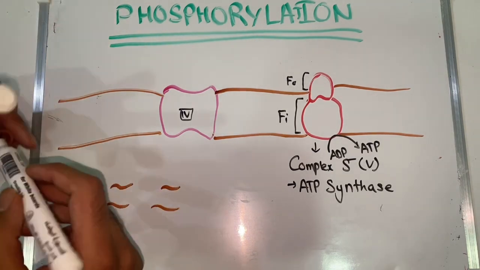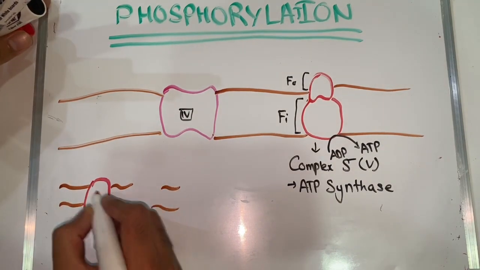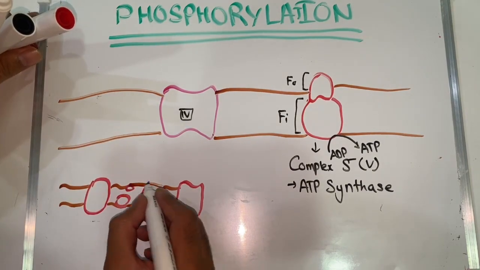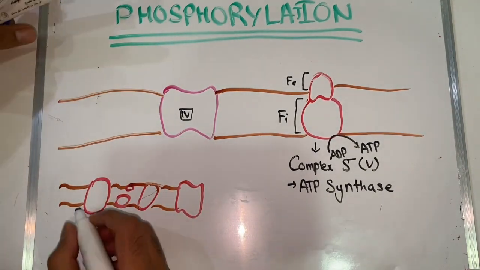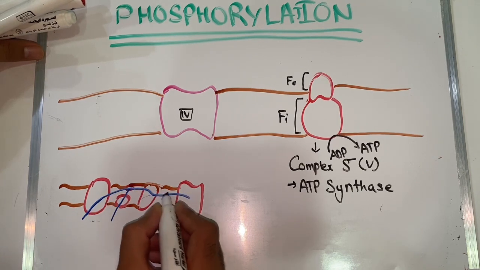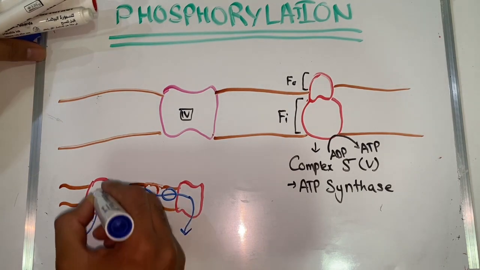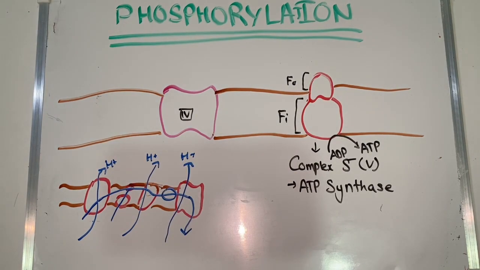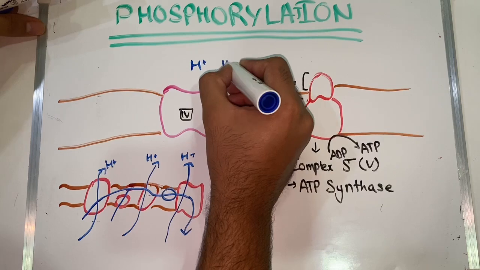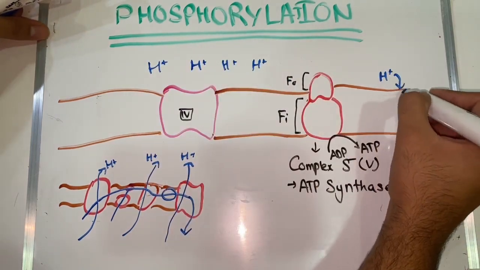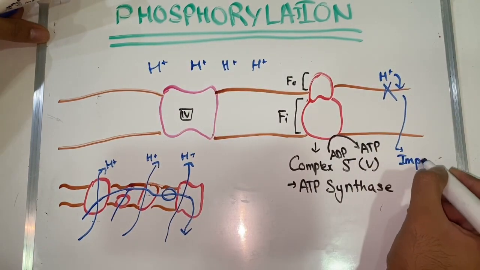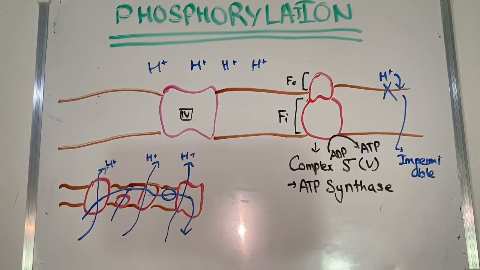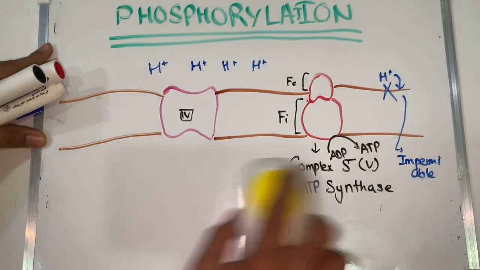So let's see. Previously we discussed that the electron moves through the complexes and comes inside the mitochondria. When the electron moves, it creates an electric current which pumps hydrogen out of the inner membrane. It creates a gradient of hydrogen, more hydrogen outside the membrane, so it tries to come in, but the membrane is impermeable to it.